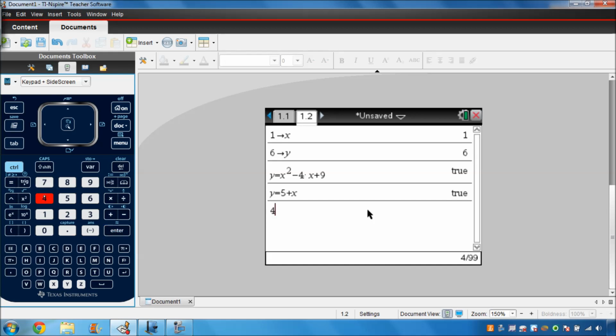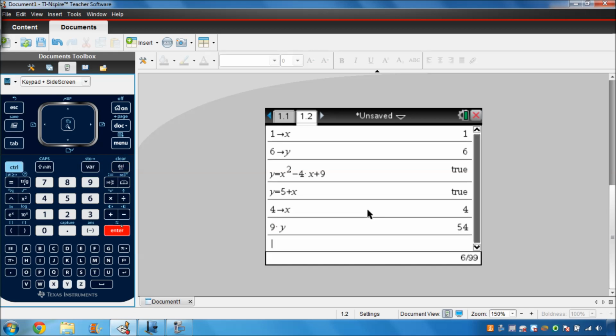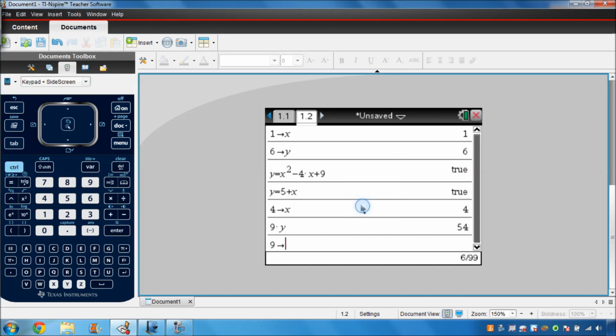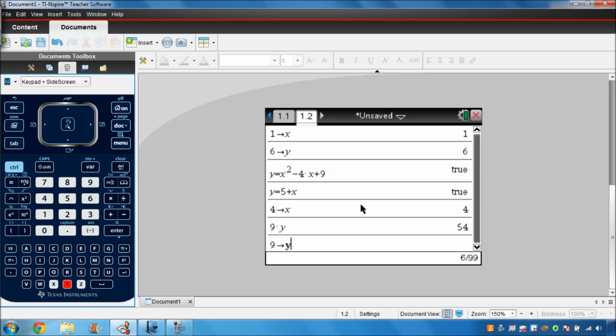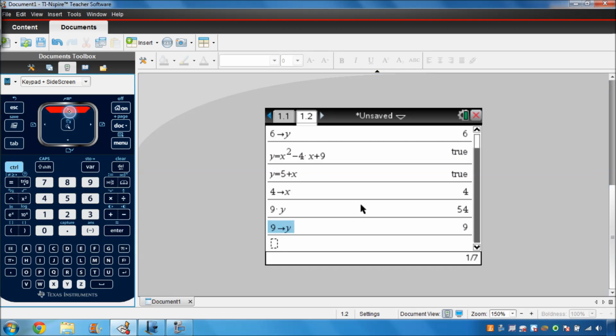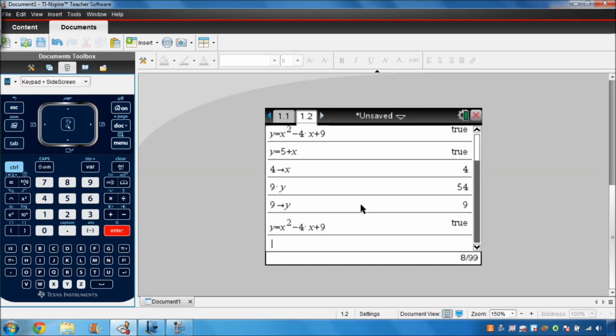So I'm going to take 4. I'm going to store it in as x. Okay. I'm going to take 9. I'm going to store that in as y. Then I can just go up and highlight the first equation, press enter, enter, check it, it's true. Highlight the second equation, enter, enter, that's also true. So that means I know for a fact that my final answer is right.